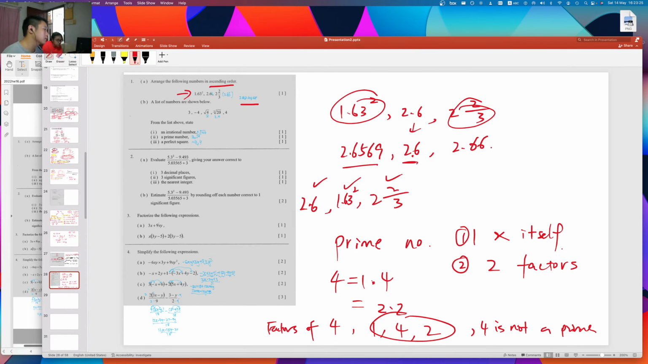Okay, good. So now, prime number cannot be negative. So that means you can delete the -4 already. You can also delete the 2.71, that one already. Can you delete it so that you don't see it?